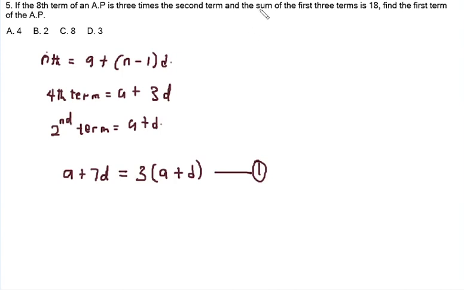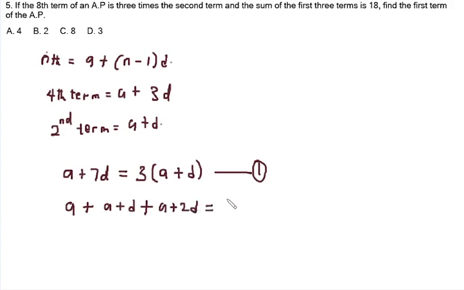And then for the second one, they said the sum of the first 3 terms is 18. So the first term is a, the next term is a plus d, and the third term is a plus 2d.